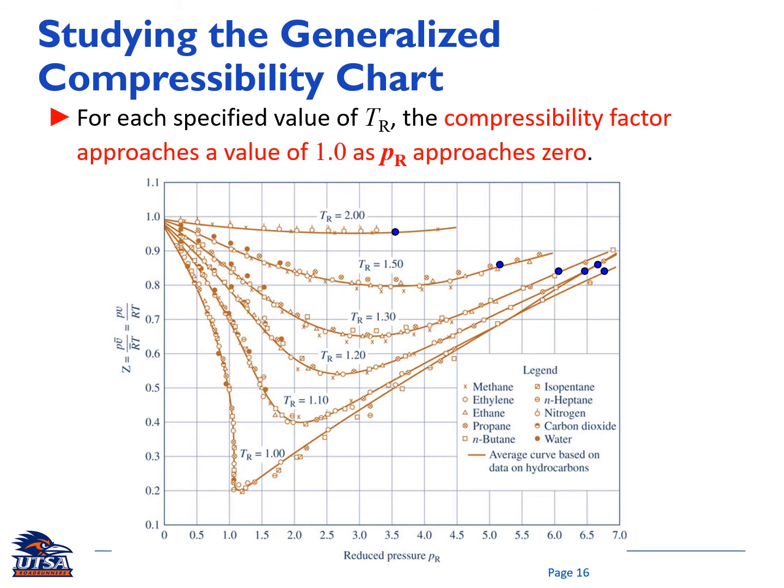Okay, go next. For each specified value of TR, the compressibility factor approaches a value of 1.0 as PR approaches 0. I mentioned it several times. So once again, it doesn't matter what the value of TR is, if PR, which is P over PC, approaches 0, then Z, the compressibility factor, approaches a value of 1.